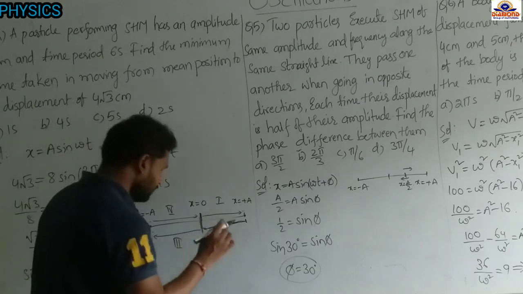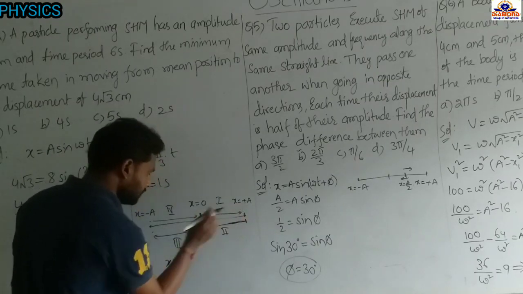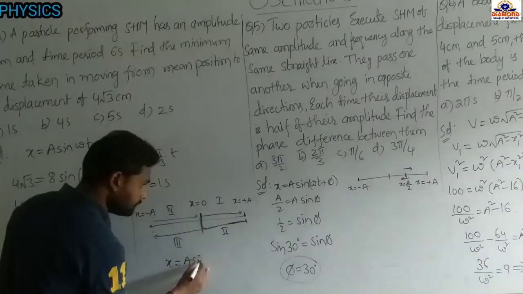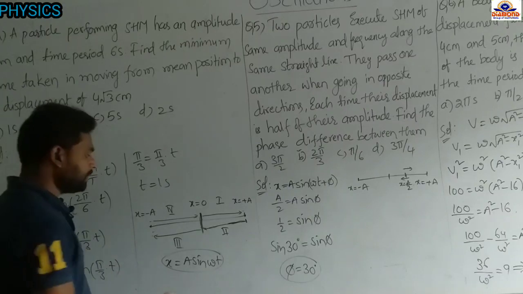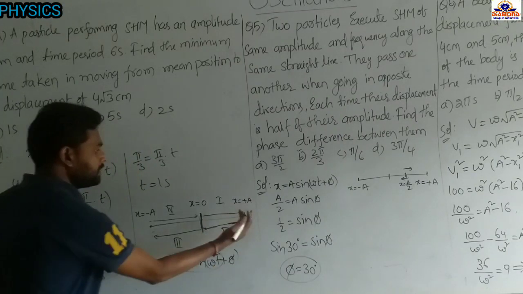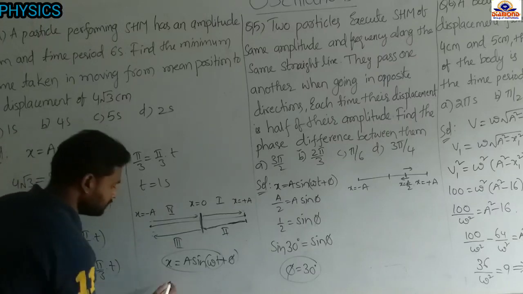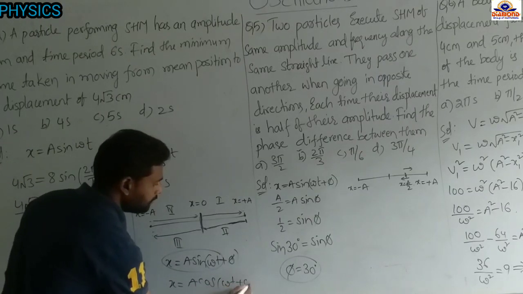And next, if a particle starts from the mean position toward the extreme, then use the formula x equal to A sin(omega t plus phi). And next, suppose it starts from the extreme toward the mean position, then x equal to A cos(omega t plus phi).